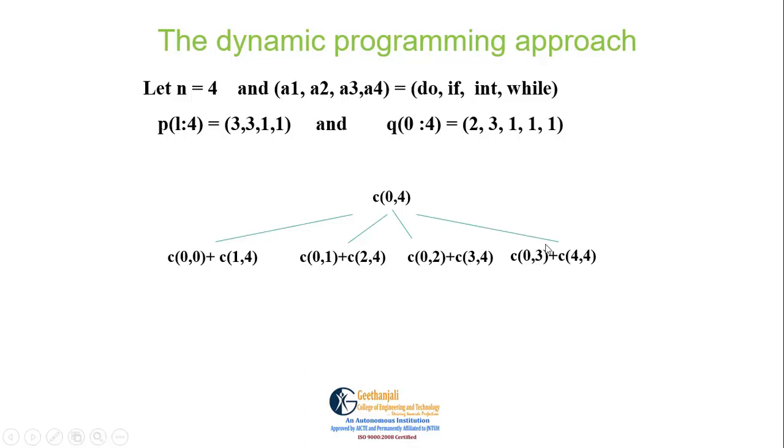Similarly, in the fourth one, if I select a4 as the root element, then the left subtree contains a1, a2, a3, and the right subtree is empty because there are no elements in the right part. So this is the expression you will get. In order to solve C of 0 comma 4, first you should know the cost of C of 0 comma 0 and C of 1 comma 1, similarly C of 0 comma 1, C of 2 comma 4, like this. You should know all the subtree costs, and only then are you able to find C of 0 comma 4.